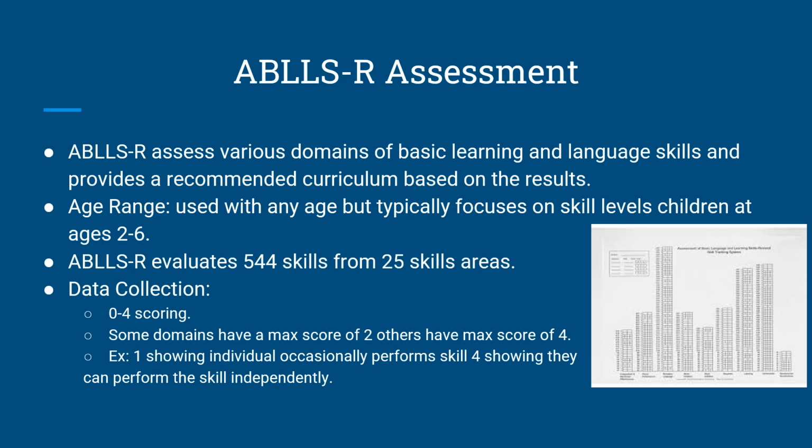A learner may score anywhere between a 0 to the max score, depending on what approximation of the skill they may already have. This allows the client to receive partial credit even if they are not able to complete the entire skill independently. For example, a client may score a 1, showing that they could occasionally perform a skill or maybe with prompts, versus a 4, which would show that they can perform the skill independently without any prompts.